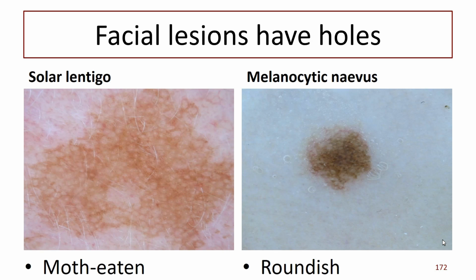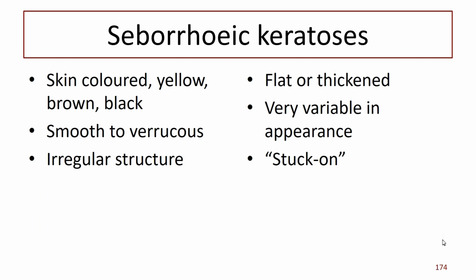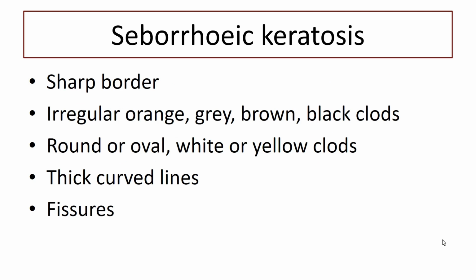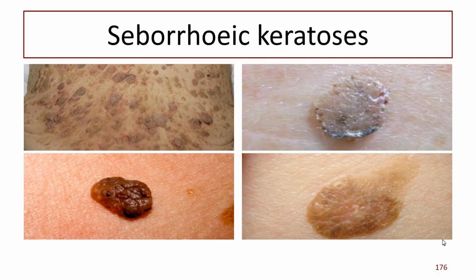We've only got a few minutes left, so we have to cover seborrheic keratoses. You're familiar with them because they're stuck on warty plaques. 90% of people over the age of 40 have a seborrheic keratosis, and some have thousands of them stuck on. Very variable in appearance, very difficult to distinguish from melanoma when they're solitary, ugly ducklings. The characteristics are sharp border. On dermoscopy, we see these orange, grey, brown, and black clods, and we also see white and yellow ones, thick curved lines. Clinical pattern, seen a million.